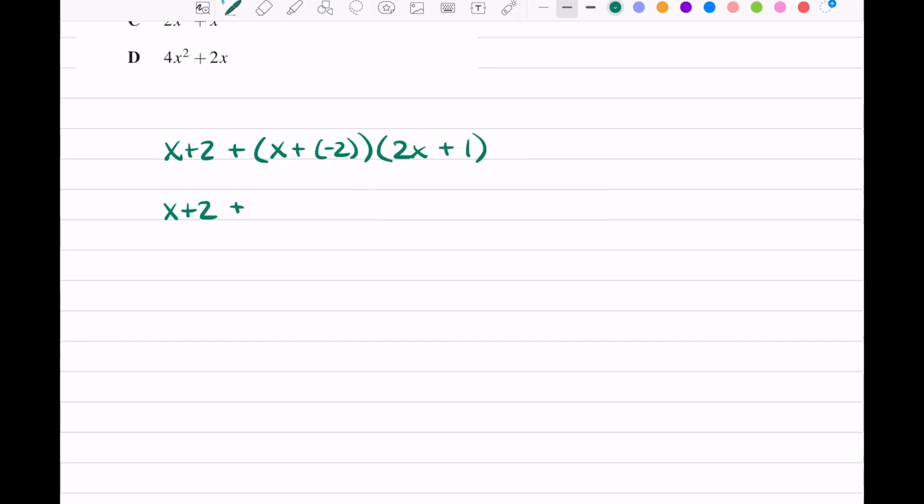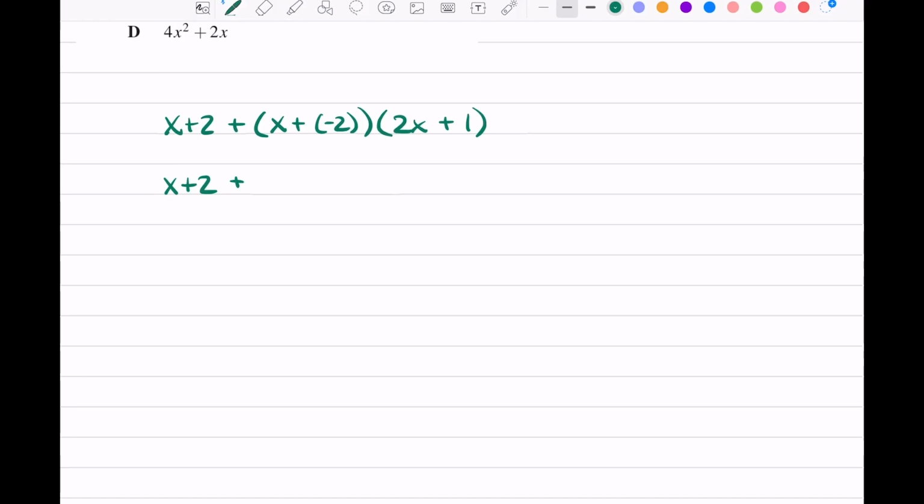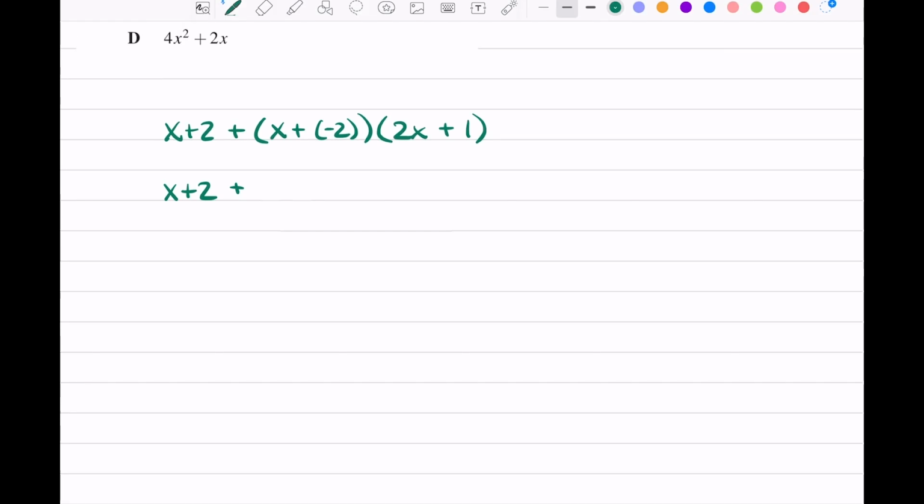And now we can use the FOIL method. So we start off by multiplying our first pieces. That'll be x times 2x. Then we multiply our outer pieces, that's 1 times x. Our inner pieces, that's negative 2 times 2x. And then our last pieces, that's negative 2 times 1.